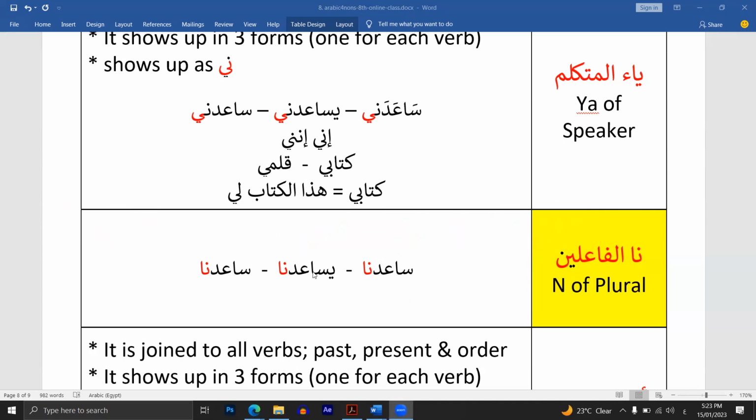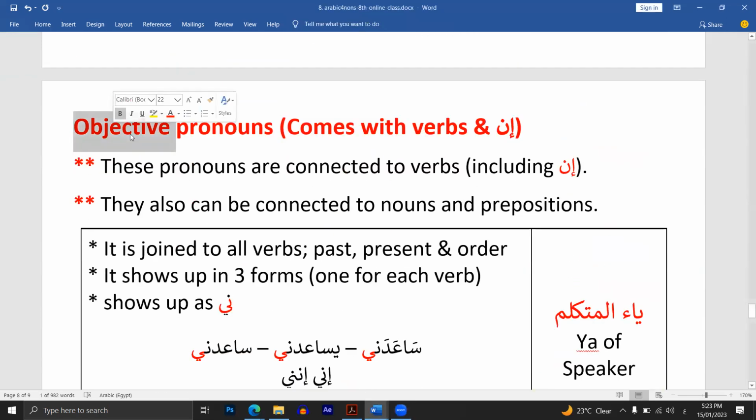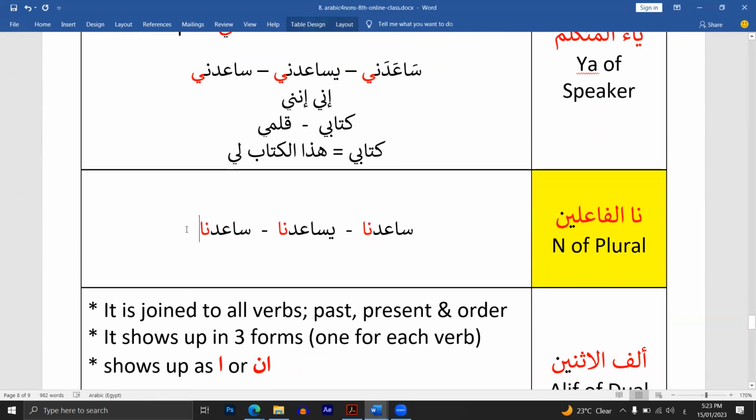We have stated from before that objective pronouns will join verbs, nouns, and prepositions, and even inna. Let's see these examples. Inna, or sometimes you will see it like this, innana. Both of them are the same. So here, na is in place of the noun of inna, ismu inna.